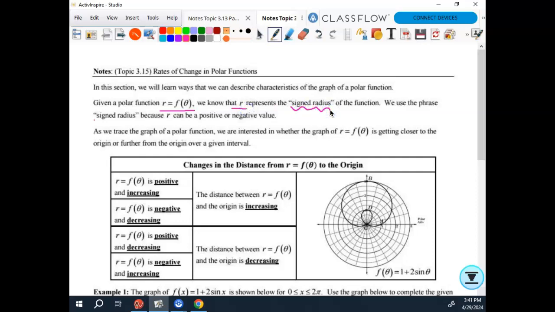We use the phrase signed radius because r can be a positive or negative value. But remember, the radius is a length, so it can technically only be positive. That's why we call it a signed radius. As we trace the graph of a polar function, we are interested in whether the graph of r equals f of theta is getting closer to the origin or farther from the origin over a given interval.